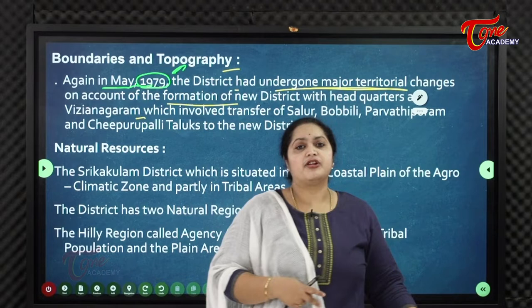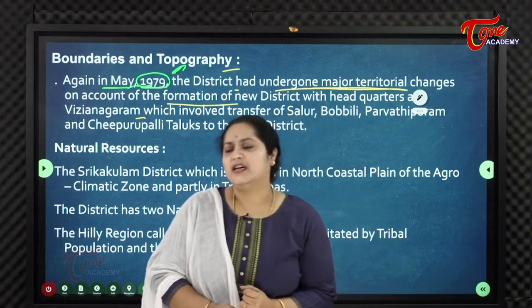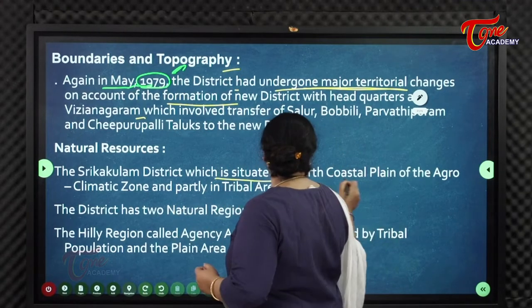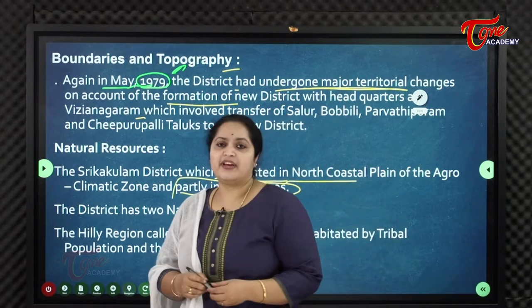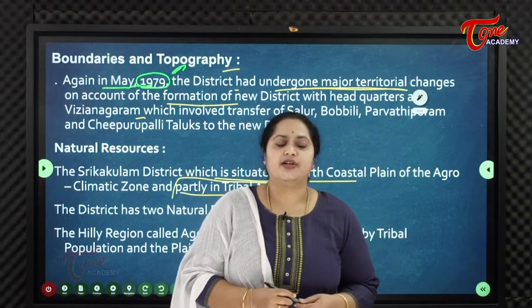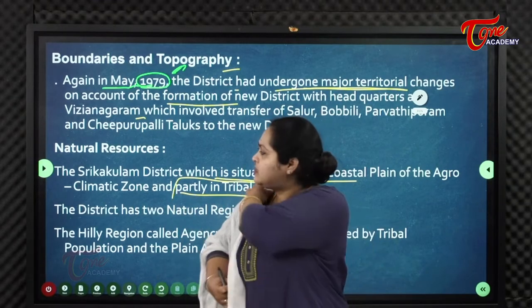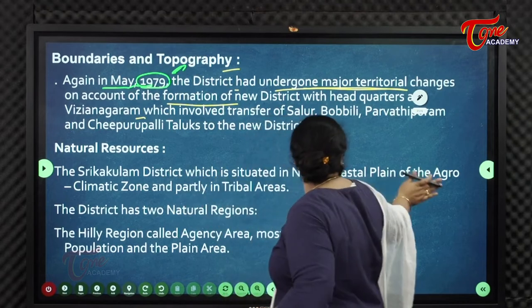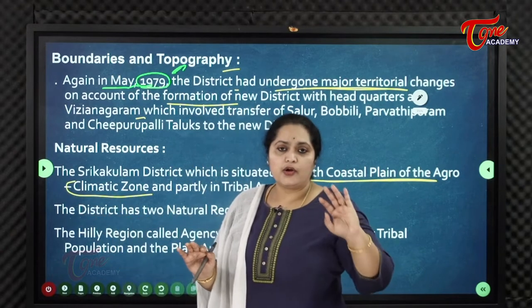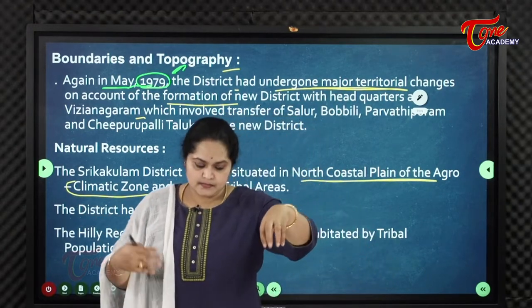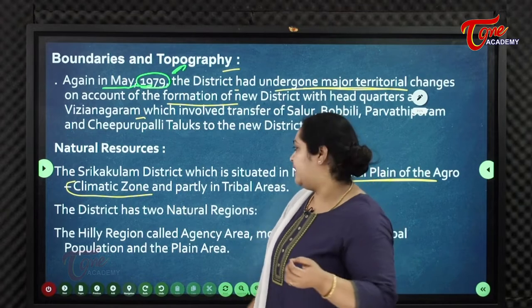Now coming to natural resources of Srikakulam district. What kind of natural resources does it have? Srikakulam district is situated in the northern coastal plain of the agroclimatic zone and partly in the tribal areas. These tribal areas we call agencies. So, it comes under the north coastal plain of the agroclimatic zones. We have six agroclimatic zones depending upon the climate; for our convenience, we have divided the state into six agroclimatic zones.